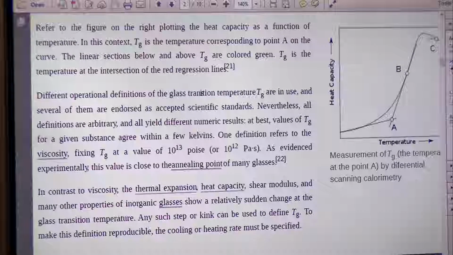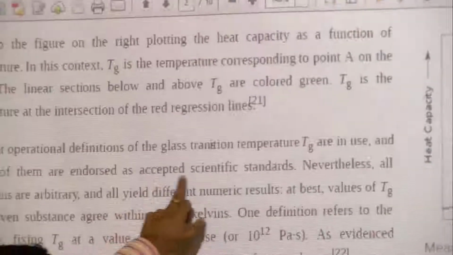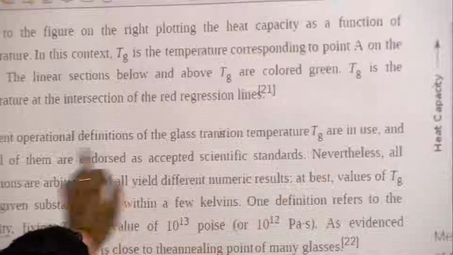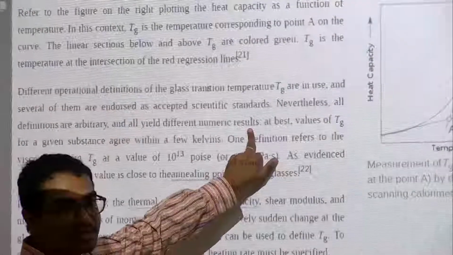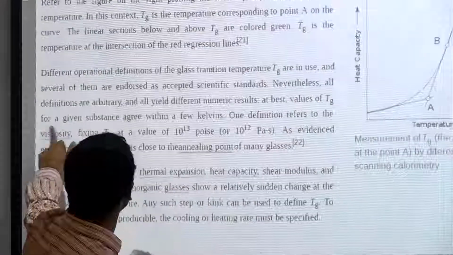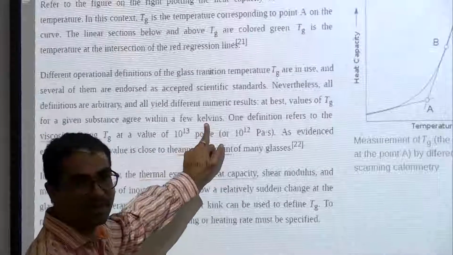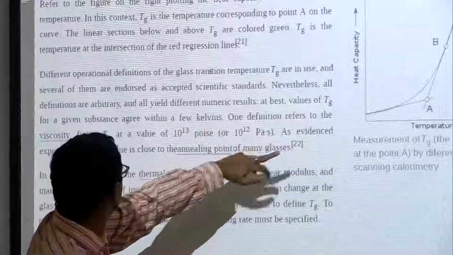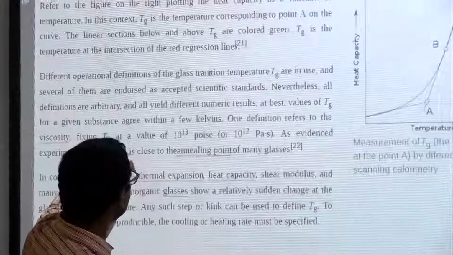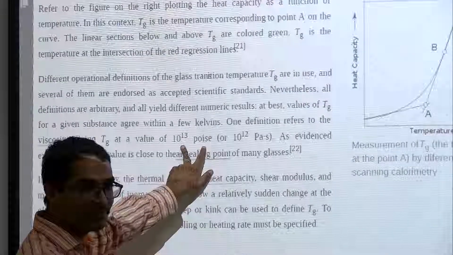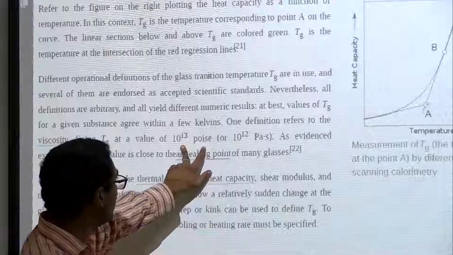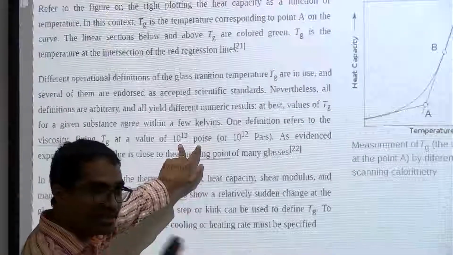So, this is very interesting, you see. Different operational definitions of glass transition temperature are in use, and several of them are endorsed by accepted scientific standards. Nevertheless, all the definitions are arbitrary and all yield different numerical results. At best, values of Tg for a given substance agree within a few kelvins of one another. One definition refers to viscosity, fixing Tg at a value of 10 to the power of 13 poise. So, you basically look at the flowability, the viscosity of the polymer. When it reaches 10 to the power of 13 poise, that is the Tg you say.